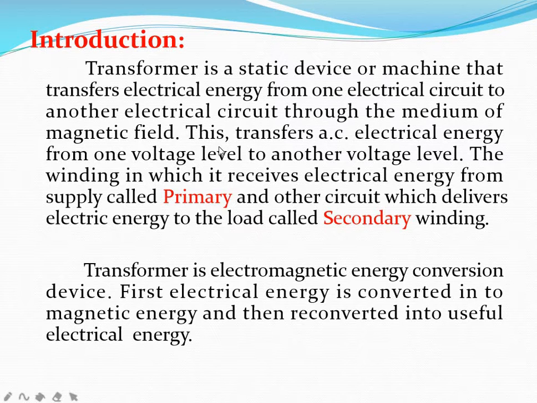Now, in a transformer, there are generally two windings. One is called the primary winding. This primary winding receives electrical energy from the supply, and the other is the secondary winding, which is used to deliver that electrical energy to the load connected to the secondary winding. So the transformer is an electromagnetic energy conversion device. In this, first electrical energy is converted into magnetic energy, and that magnetic energy is then converted into useful electrical energy again.